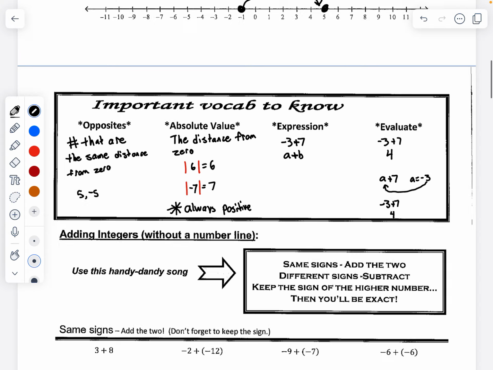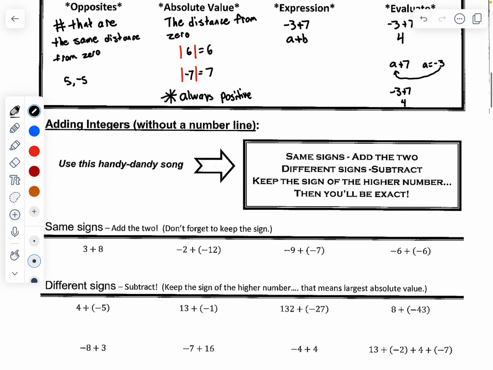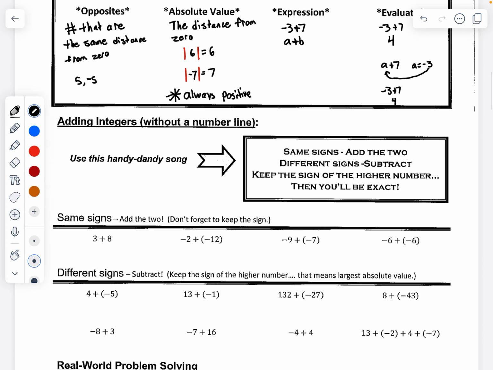So those are some important vocab terms. Next up is our adding integers. We're going to continue adding integers without the number lines, and there is a handy dandy song that we have. So these rules will be helpful for your entire mathematics career.